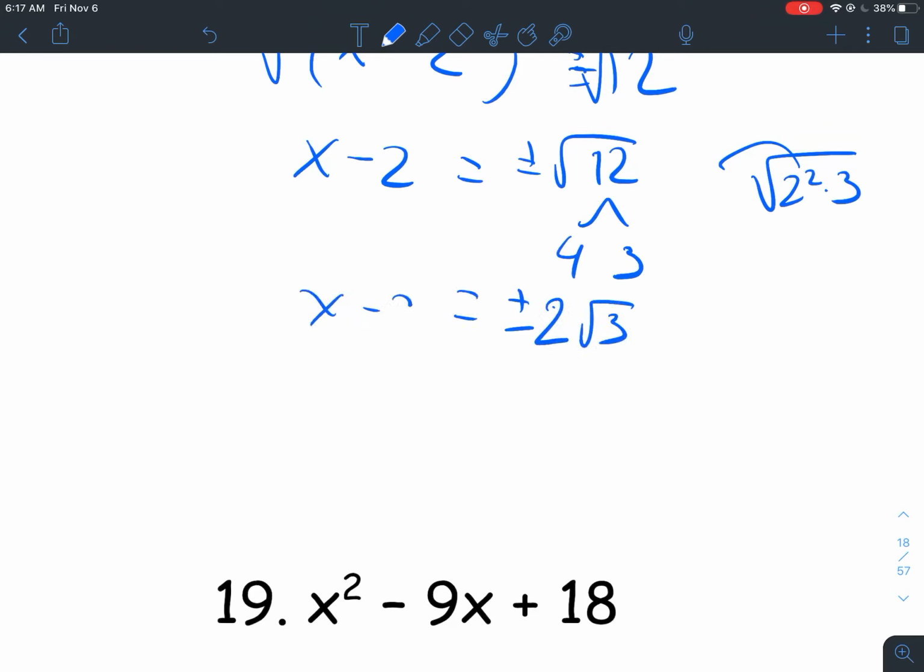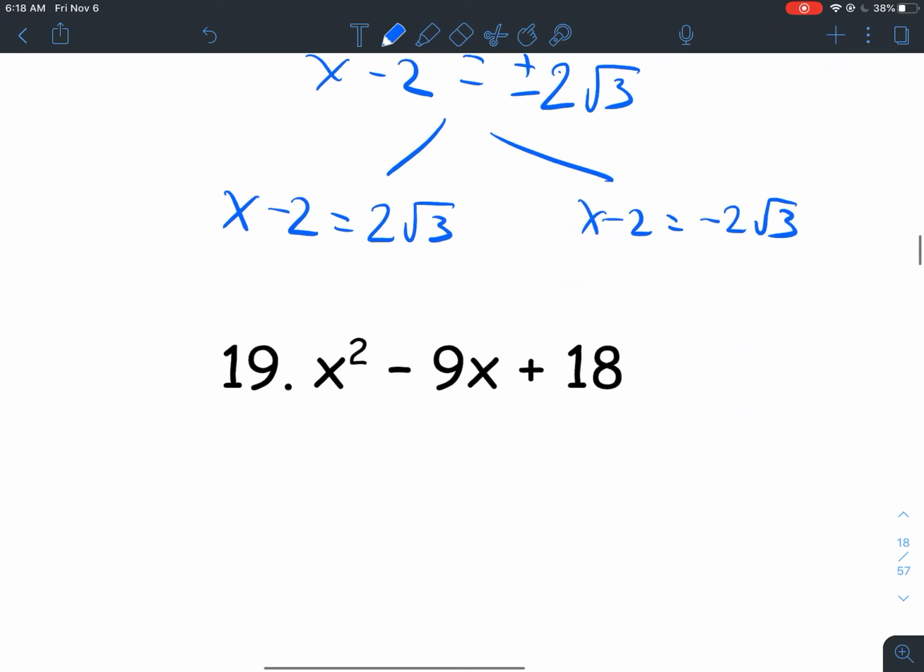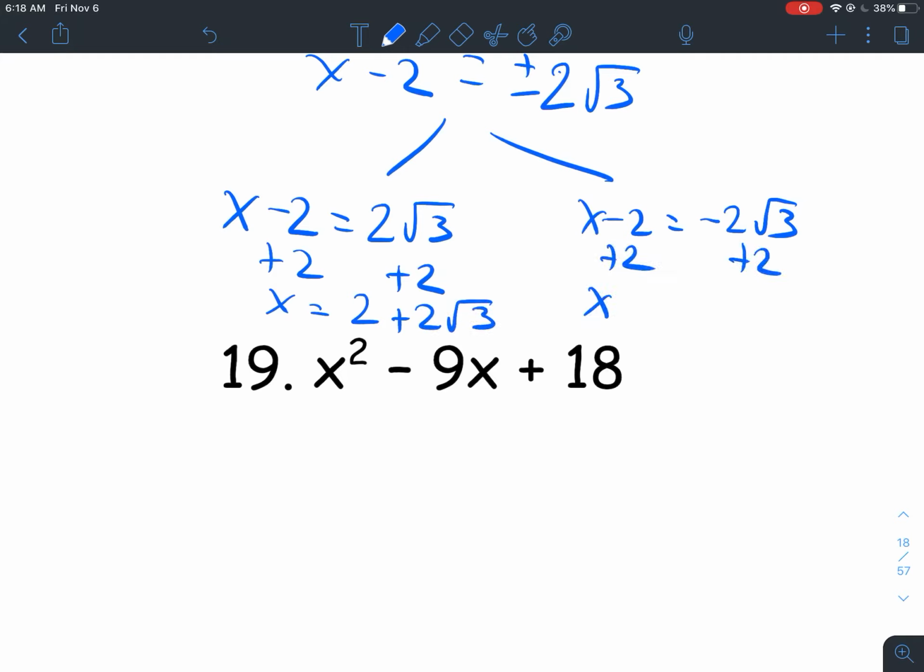And then at this point, we can split it up. All right, then we're going to do plus 2 plus 2. X equals 2 plus 2 root 3. X equals 2 minus 2 root 3.